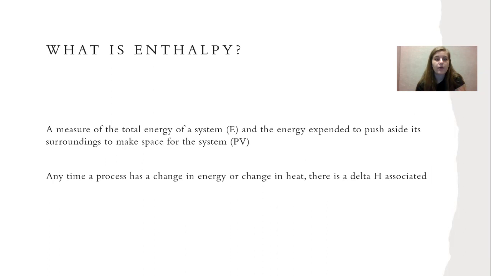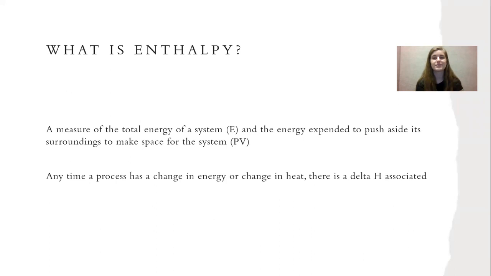And then below that, we're going to figure out when there is an enthalpy. Right here, delta H is the change in enthalpy. There's a delta H associated anytime a process has a change in energy or a change in heat. A change in energy could be moving from a liquid to a gas, vice versa, solids, all that good stuff. And a change in heat is when the temperature of your liquid or gas is changing. That's when there's going to be an enthalpy associated.